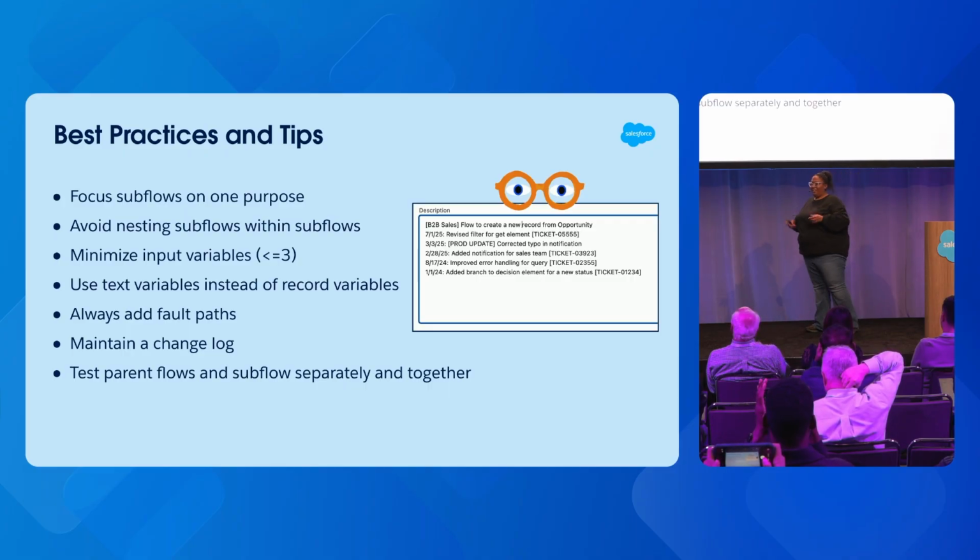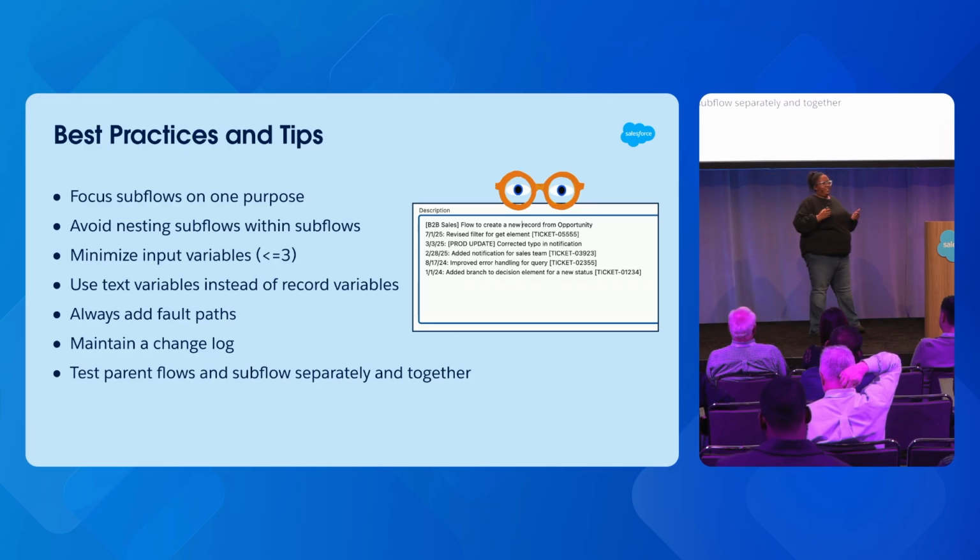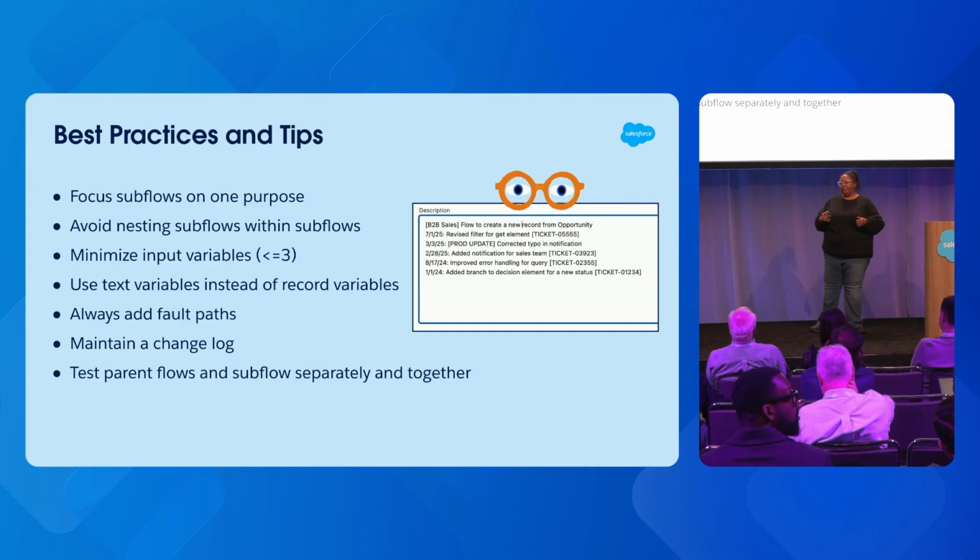So if you have 3 levels of subflows and it's within the parent flow, that's a lot of transactions that are occurring. And the other thing is you want to limit your variables. So there should be less than or equal to 3, somewhere around that. I mean, you can get into 4 variables as inputs for the subflows, but just be wary of that and start to consider, is this the right path to go?